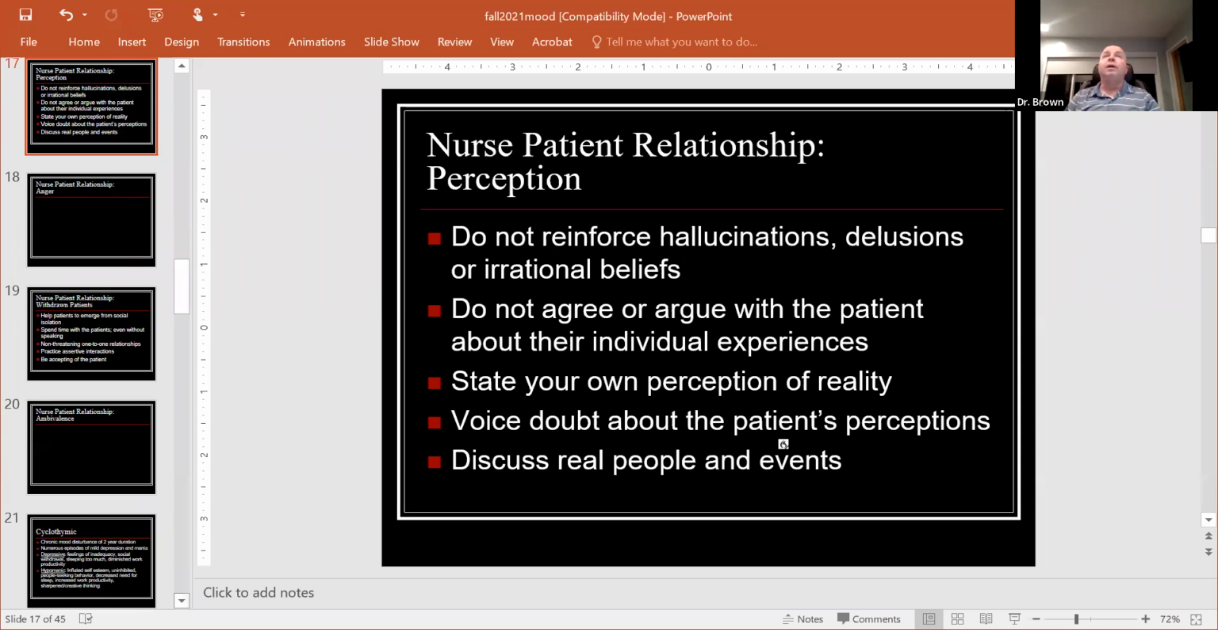You want to restate what they say, talk about real time, real events. And you want to state your own perception of reality. Again, I don't see pink elephants on the wall, but you appear very frightened because of this. It is February 6th, 2023. This is where we're at. So discuss real people and real events. Real people, real events. That is very important.